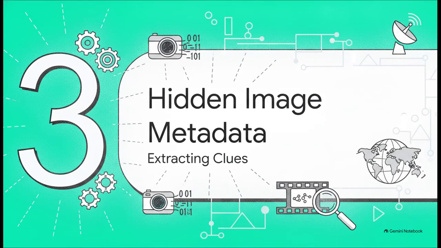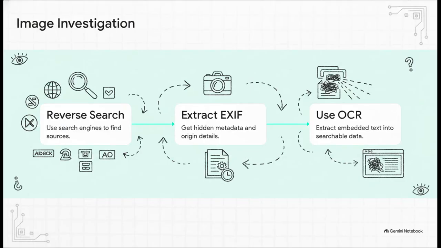Let's hit Section 3, Unlocking Hidden Image Metadata. Time to extract some invisible clues. So, how do we actually investigate an image from scratch? Well, think of it like a digital detective's playbook. Step 1. You perform a reverse image search across several different engines. We're talking Google Lens, Bing Visual Search, Yandex Images, TinEye. You want to use multiple because their algorithms differ wildly. This is absolutely crucial for finding original sources or detecting if an image is just being reused or miscaptioned.